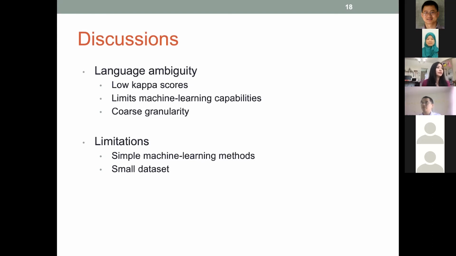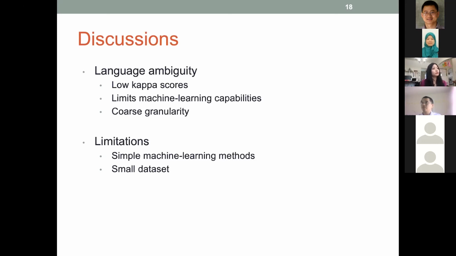So the ambiguity in the informed consent language translates into the difficulty to build a high performance natural language processing model to automatically annotate donor permissions. And coarse granularity in the documents simply means it lacks the detail to give us such information. And to the best of our knowledge, this study is the first attempt to automatically annotate informed consent documents using natural language processing methods.